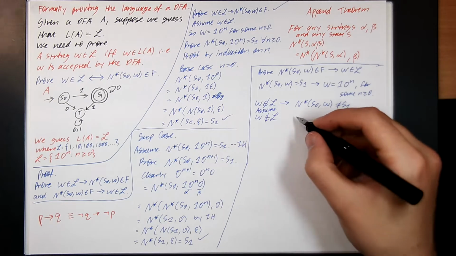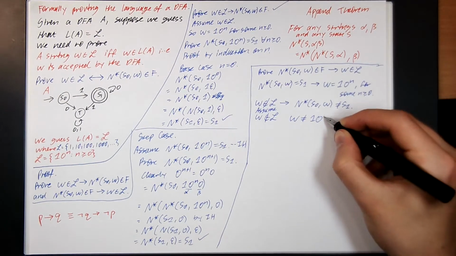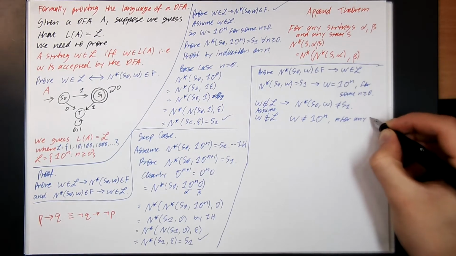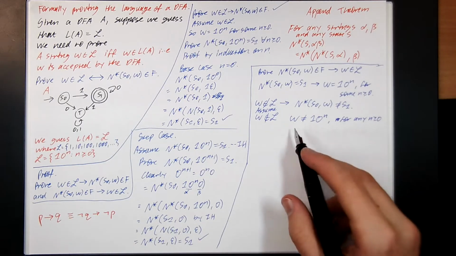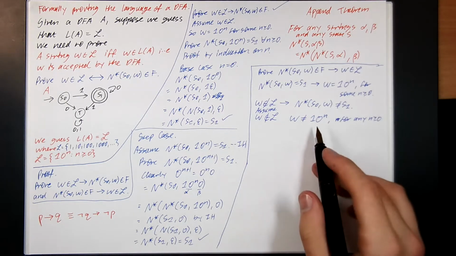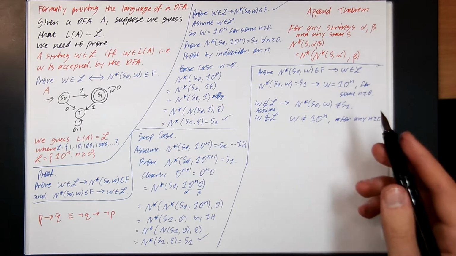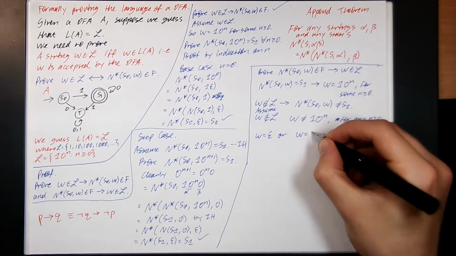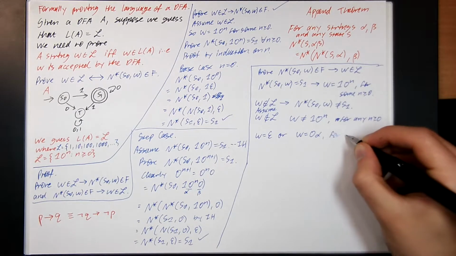If W is not in curly L, that means W is not equal to 1 followed by some number of zeros for some n, right? For any n, actually. W is not going to be equal to 1 followed by any number of zeros. So if W is not equal to this form, what could W be? Well, W could fail to start with a 1. So if W doesn't start with a 1, what could W be? I guess W could be the empty string. Or W could start with a 0 and then some other stuff, for some string alpha.